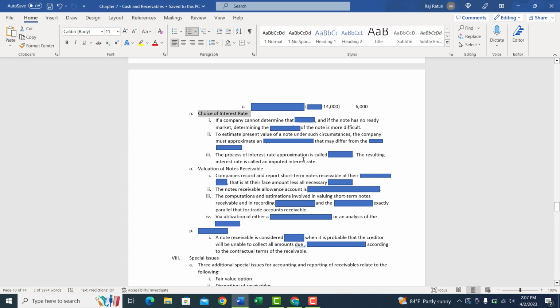So really you're just in a situation where you don't know what the actual interest rate is. It's hard to really pinpoint the present value of the note. You know there might be a difference between the stated and the market rate, and you have to impute an actual interest rate, and that's called interest rate approximation or imputation.